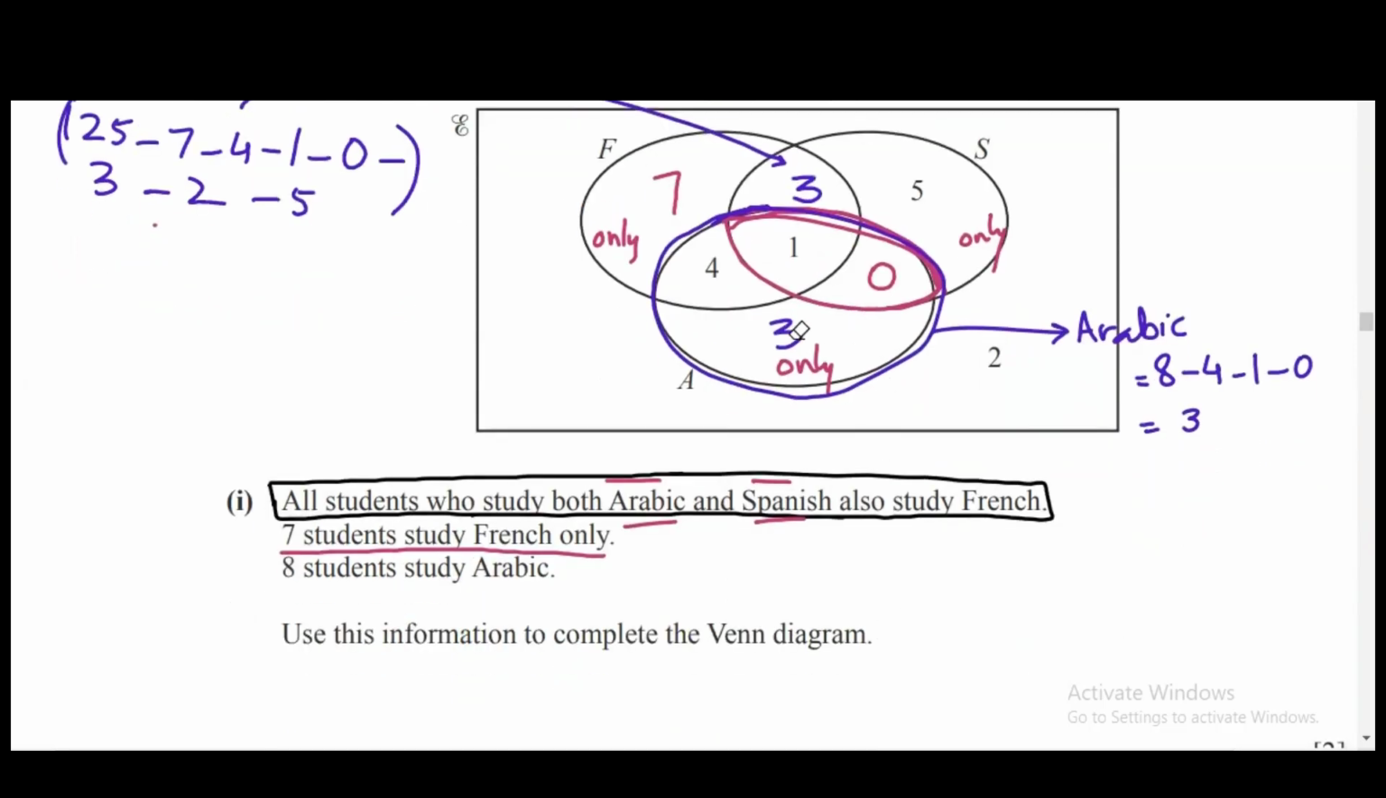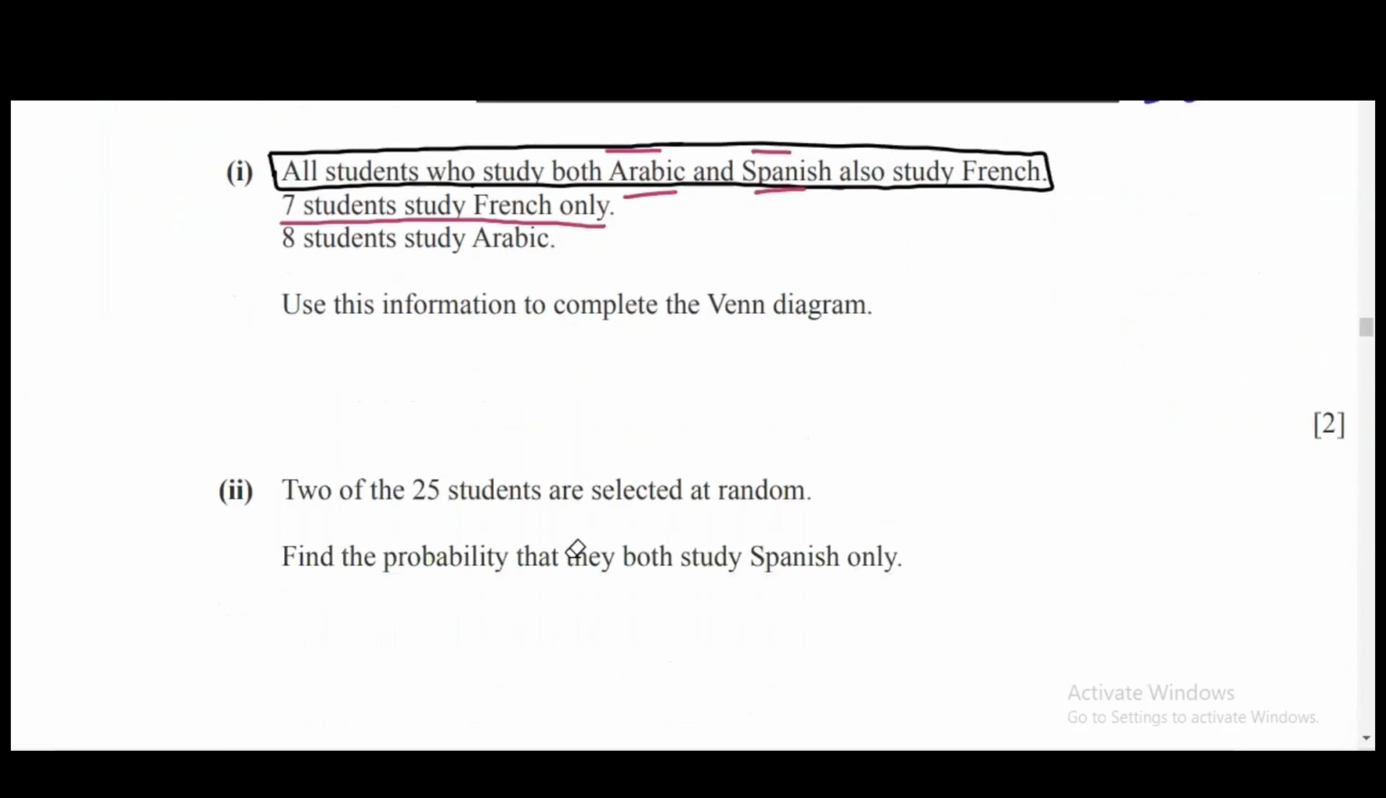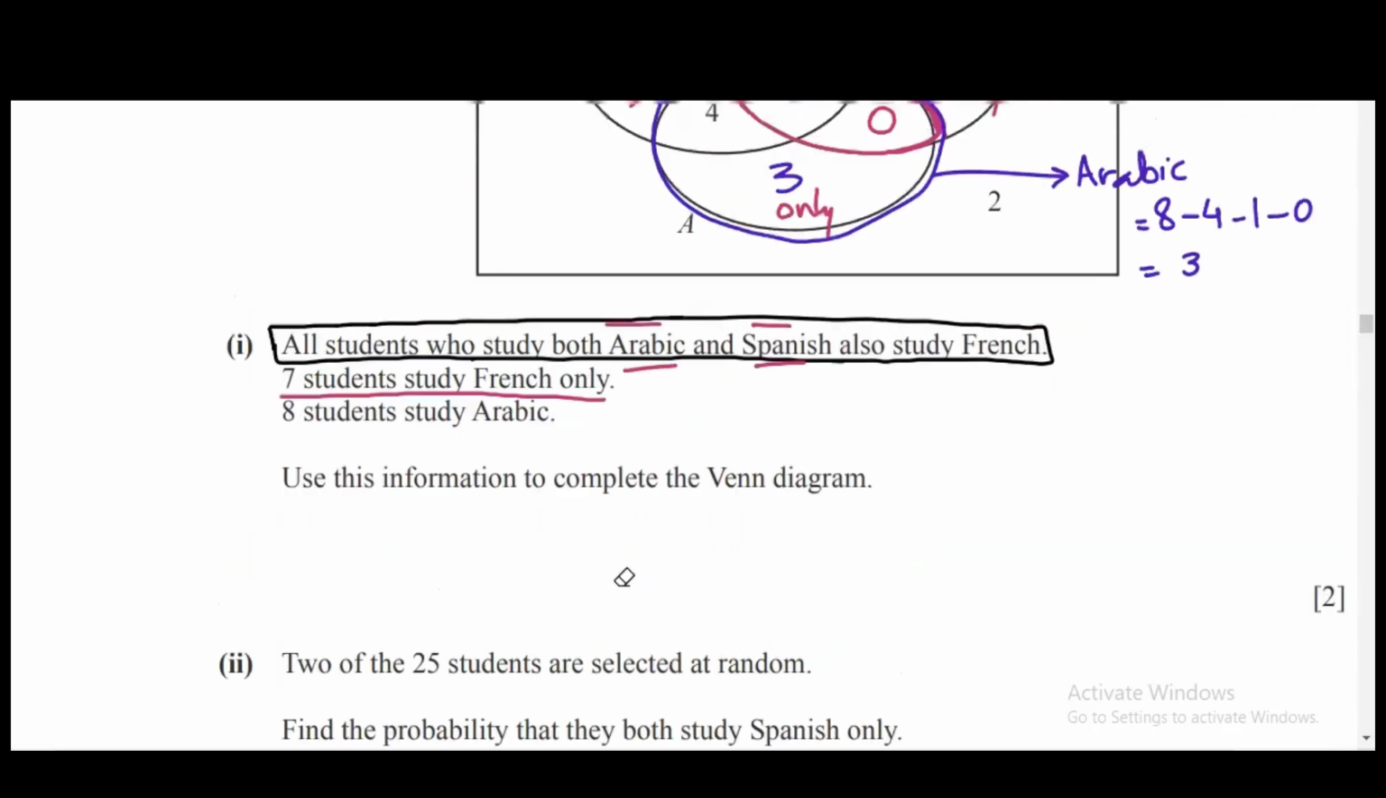Now we have completed the Venn diagram. All the blank portions are filled here. So yes, this is part 2. This is for the probability question. In the coming videos, you will find the solution of the probability problems.